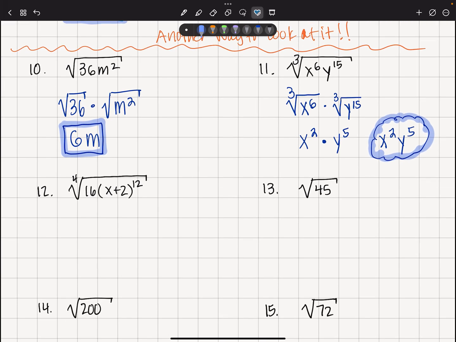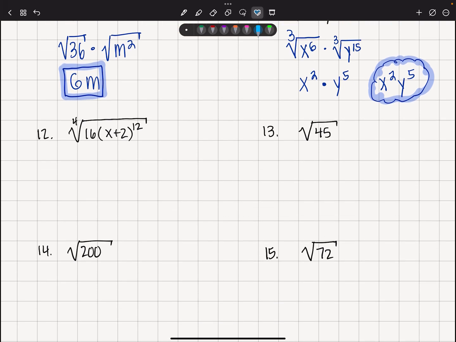Okay, number 12, see if you can try number 12 and then come back and take a look. Okay, number 12, you should have had the 4th root of 16 times the 4th root of x plus 2 to the 12th. And the 4th root of 16 is 2. And the 4th root of x plus 2 to the 12th is x plus 2 cubed. So we would have had 2 times the quantity x plus 2 cubed.